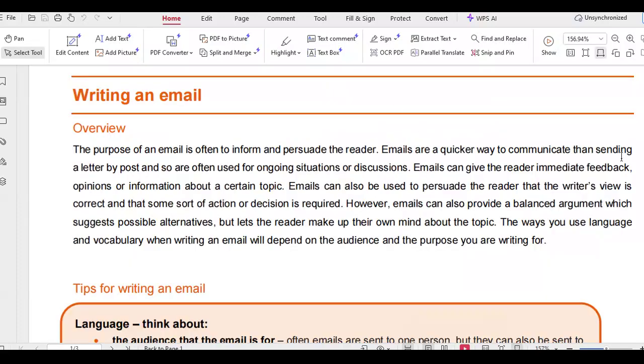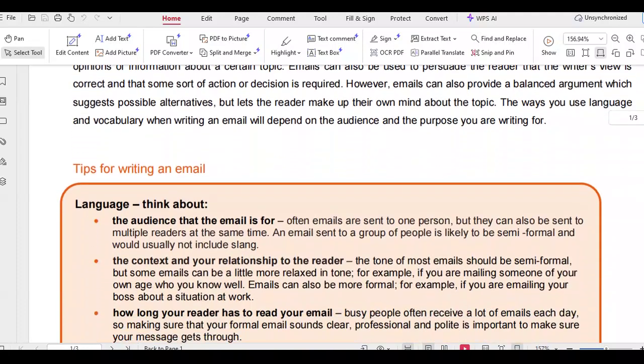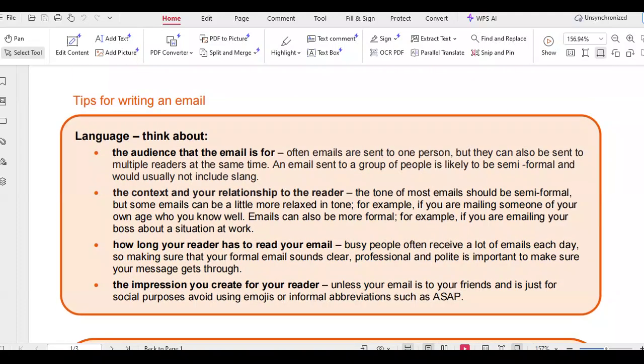The further guidelines that have been mentioned by the examiner are basically about the language. We need to cater to the audience for which we are writing the email. We need to use the context and the relationship to the reader. We need to see how long a reader has to read the email. We need to make sure that the impression we create for our reader is real.